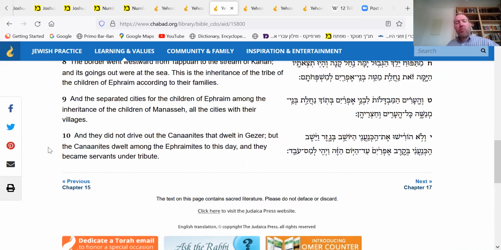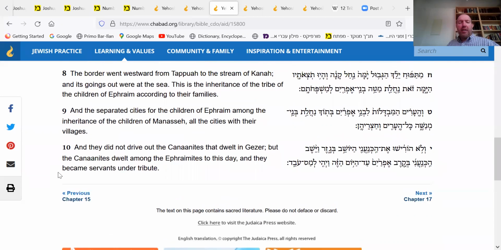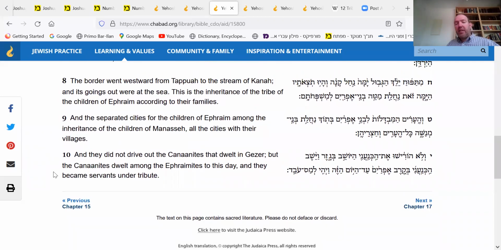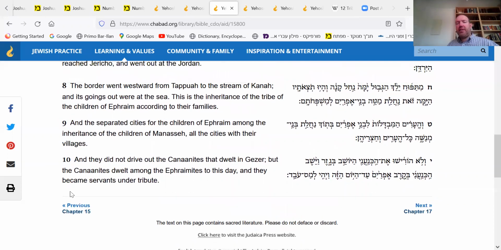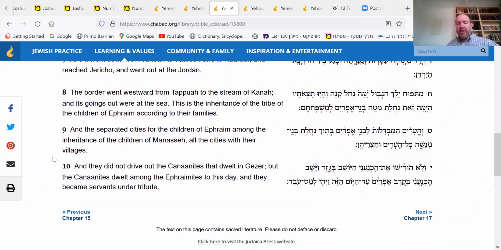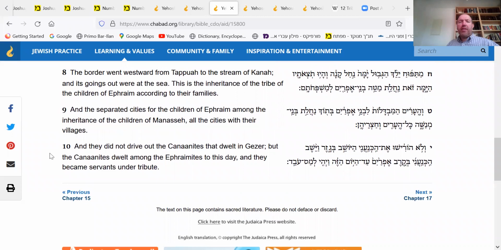But the Canaanites dwelt among the Ephraimites to this day, and they became servants under tribute. Right, so they couldn't drive out the Canaanites from the area of Gezer, but they did give them tribute, taxes that they paid to Ephraim. So that's as far as Ephraim is concerned.